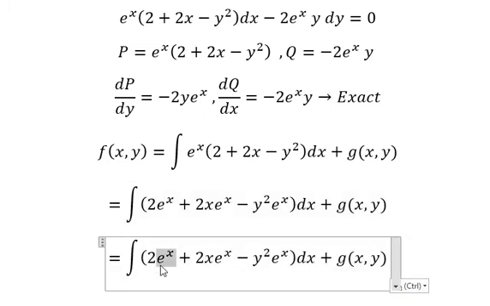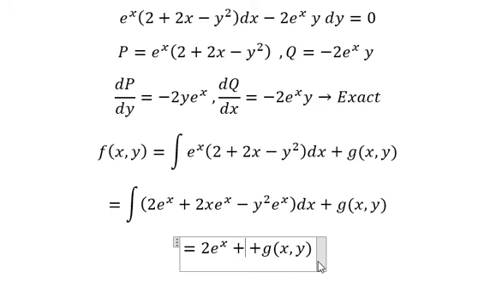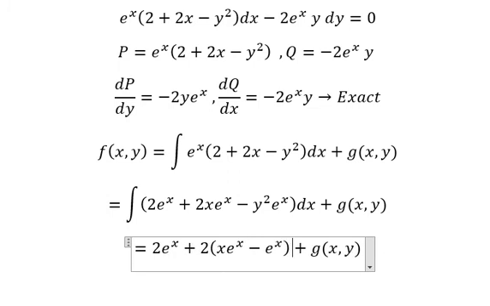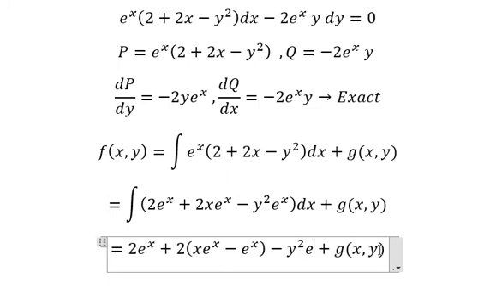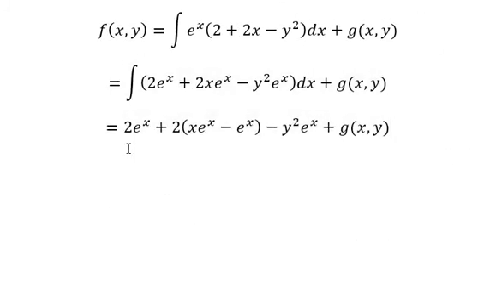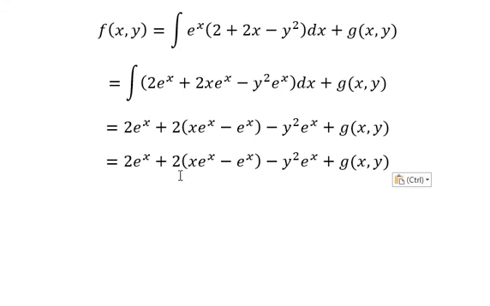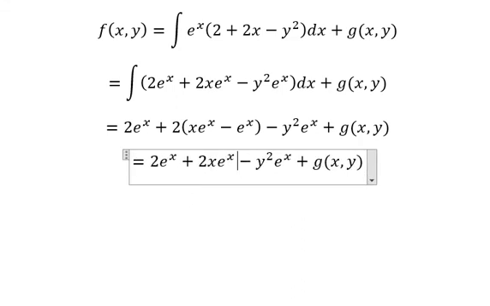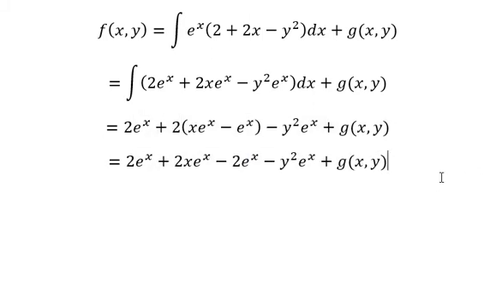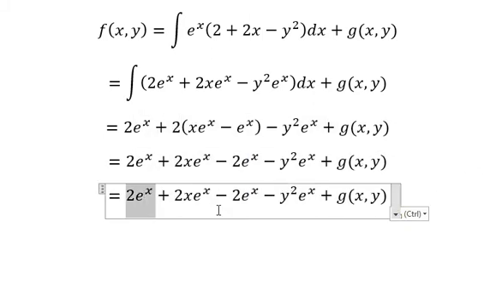So the integration of this one, we have e to the power of s. So we have 2e to the power of s. This one we have 2se to the power of s minus e to the power of s. And the second one we keep the same. So we simplify this one minus this one.